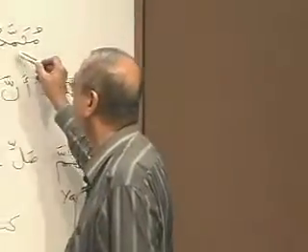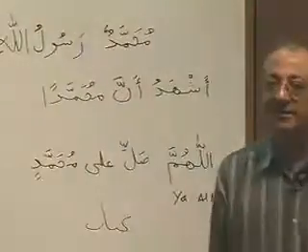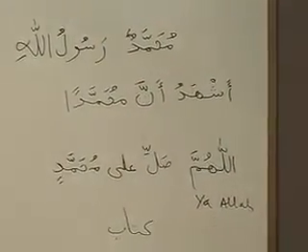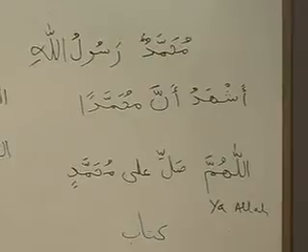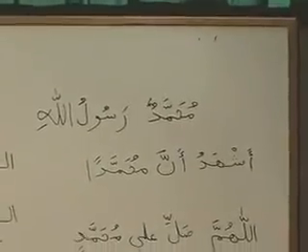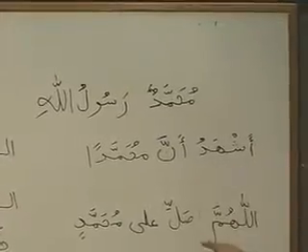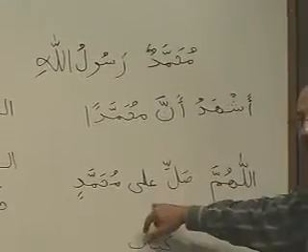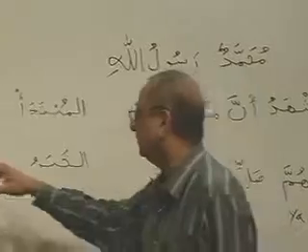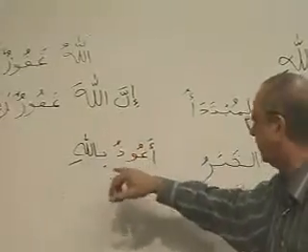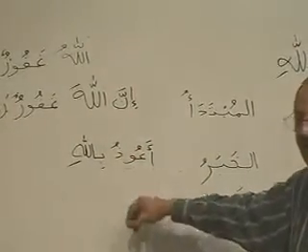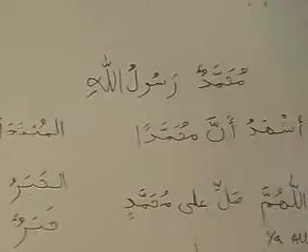Now, can you see here? Muhammadun Rasulullahi. What kind of sentence is this? Because you started with Muhammad, this is not Jumla Ismiya. This is Ismiya, but we'll learn later on, inshallah. This is not Jumla Ismiya. Okay? But this is Jumla Ismiya.